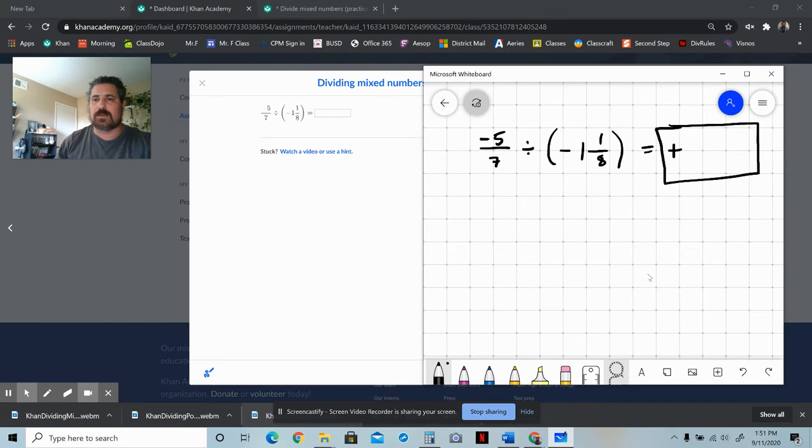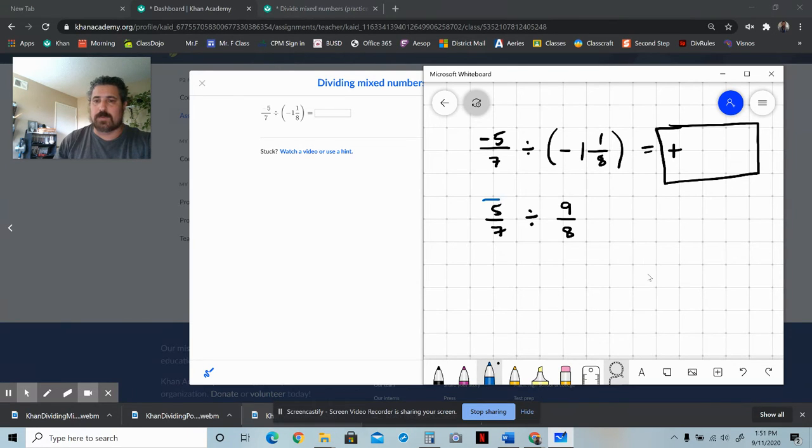Once we're done with the sign, now we're just going to treat it like normal. So we have 5/7 divided by 1 1/8. Now, what is 1 1/8 worth? 1 times 8 is 8, plus 1 is 9, so that's just 9/8. We're going to use the KFC algorithm to change this from division to multiplication now.